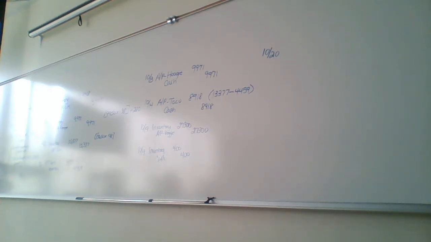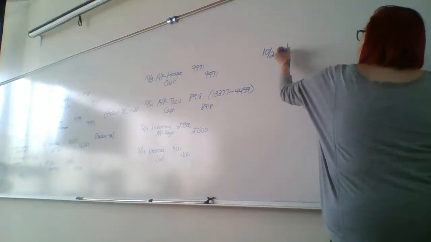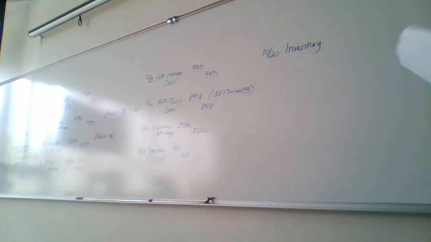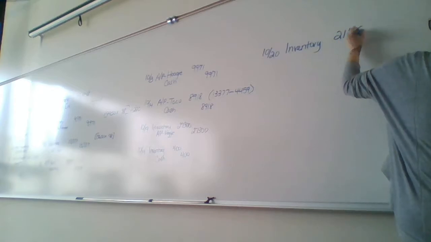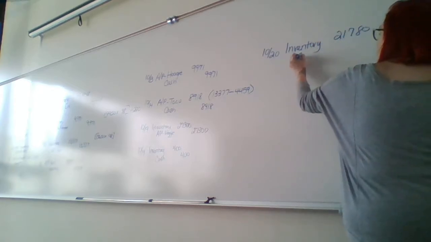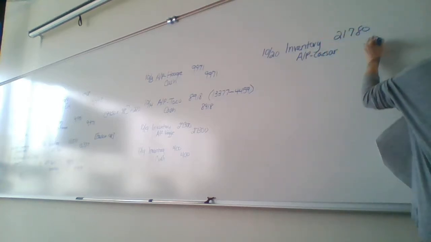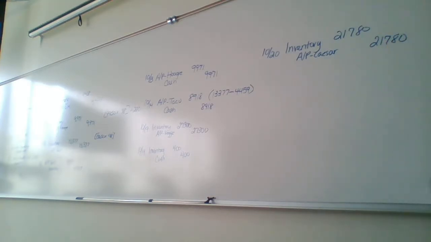Then on 10/20, we purchased merchandise from the Caesar Salad Company for $22,000, terms FOB destination 1/10 net 30. So if I pay within 10 days, how much can I take off? I can take off 1%, which means I need to record it. What percentage of that amount? 99%. So 99% of $22,000 is how much? 21,780. And I'm going to debit accounts payable Caesar, which I always spell wrong, but I think I got it right this time, for $21,780.